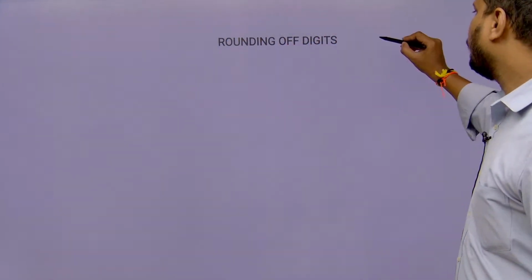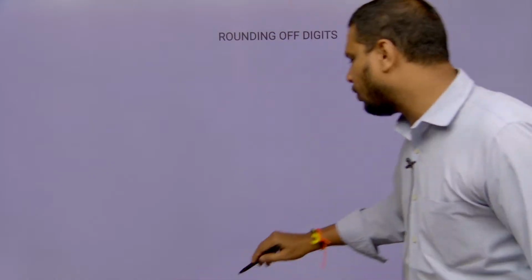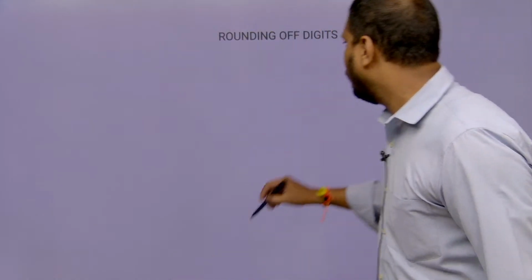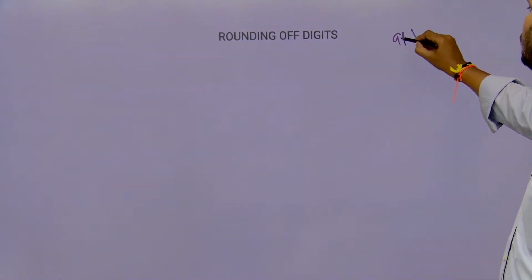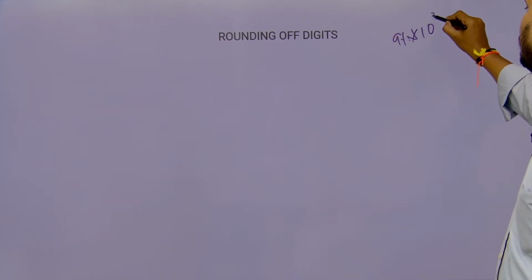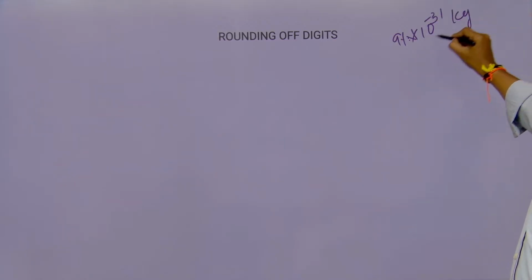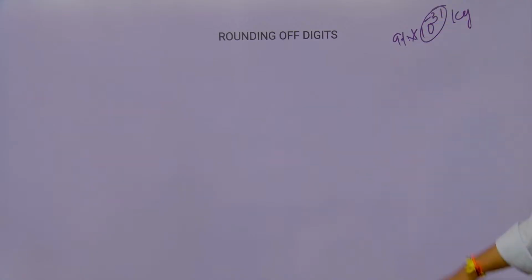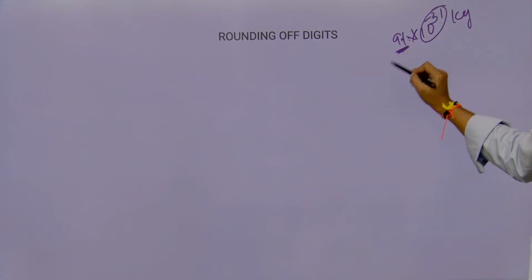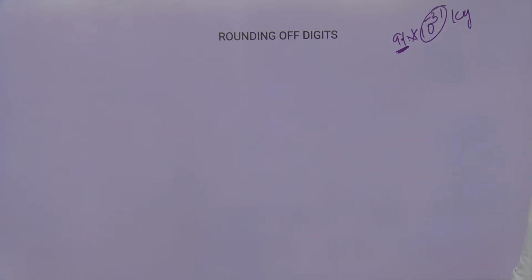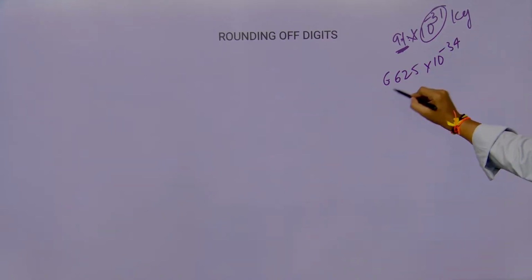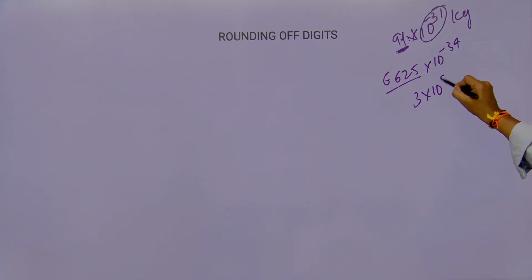For suppose we have 9.1 into 10 to the power of minus 31 kg. Here we cannot take the 10 to the power of minus 31, no need to take. So this is what we have to take. Here how many significant figures are there? 2. Are you clear? Or else 6.625 into 10 to the power of minus 34: 4 significant figures. 3 into 10 to the power of 8: 1.